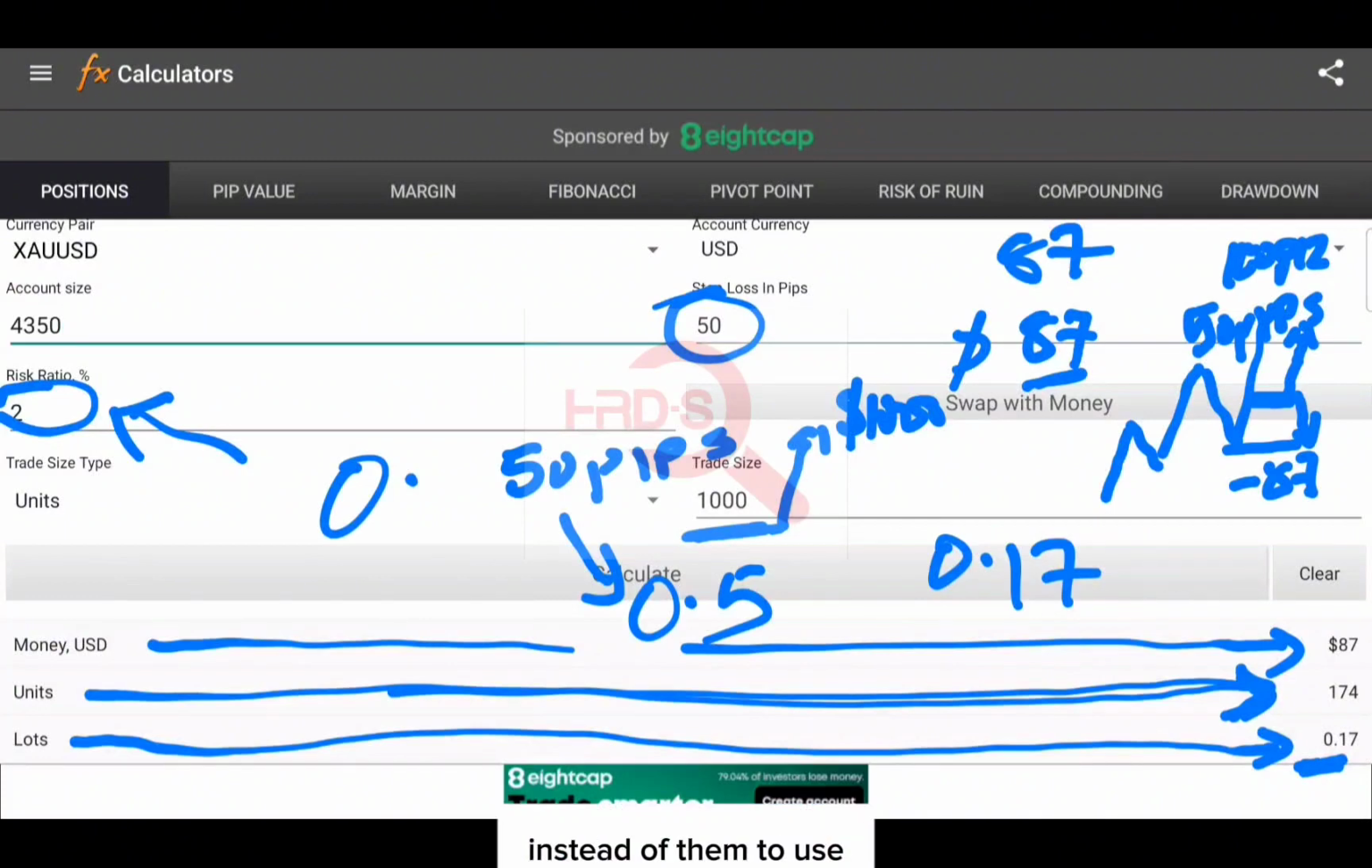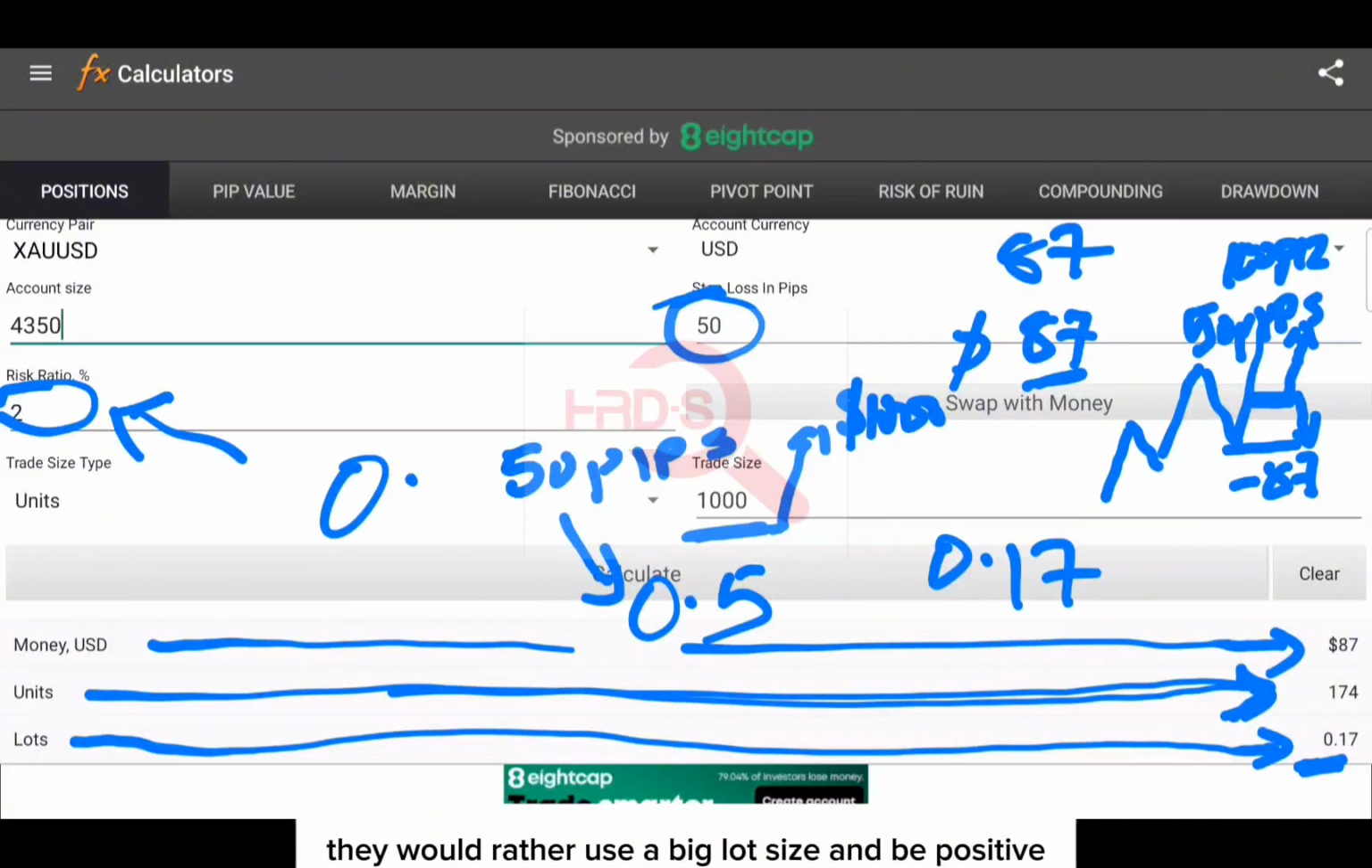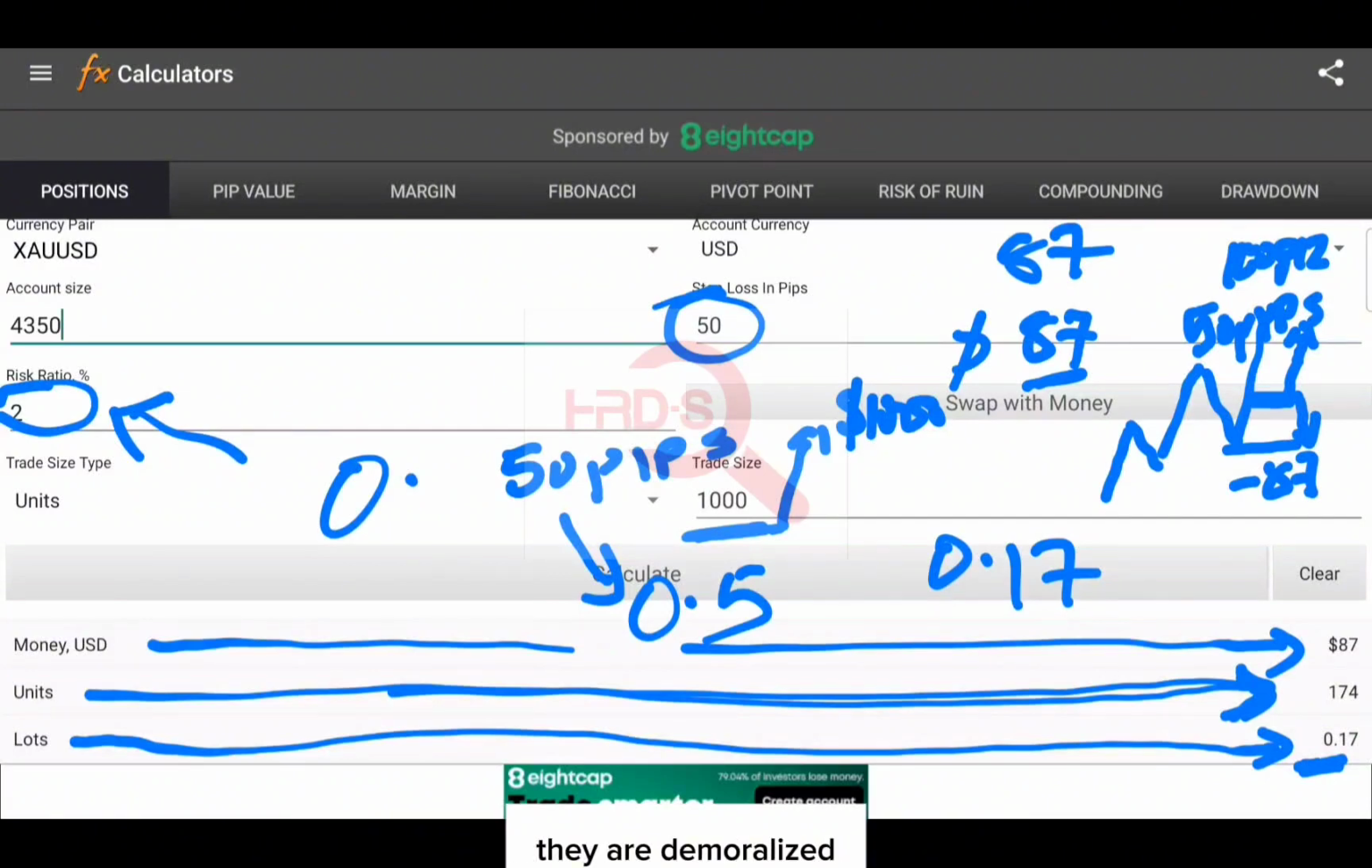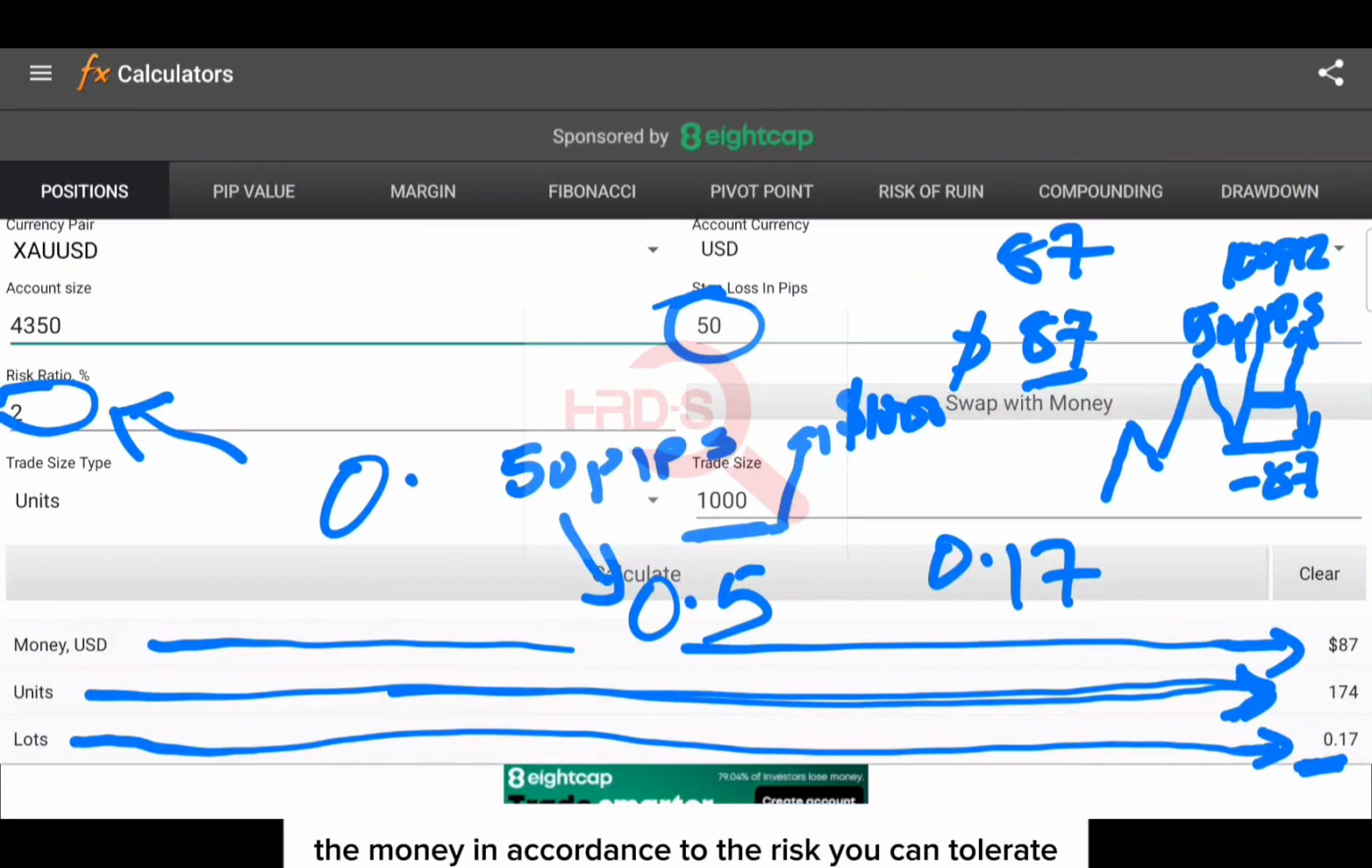Instead of using a lot size that they can tolerate if drawdown happens, and drawdown means you lose money, they will rather use a big lot size and be positive. And then when market goes against them, they are demoralized. You have to discipline yourself enough to make the money in accordance to the risk you can tolerate.